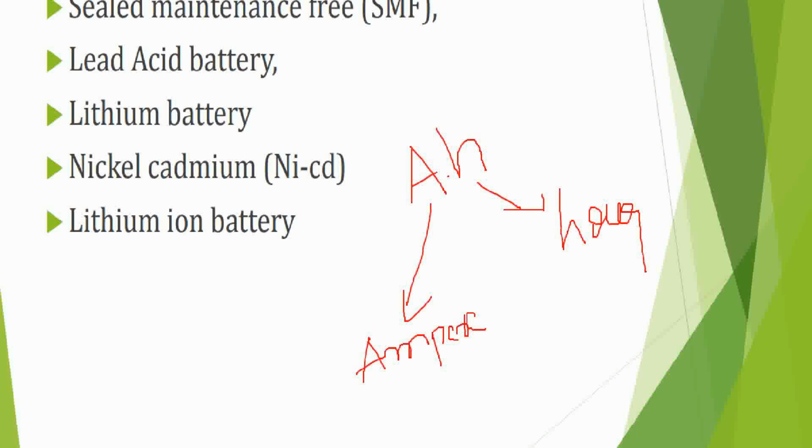This rating is proportional to the physical size, and the actual ampere hours delivered varies with battery age, temperature condition and discharge rate. So the Ah rating depends upon three factors: your size, it may be a 6,000 or 10,000 battery size, and it also depends upon the temperature condition and the recharge rate.